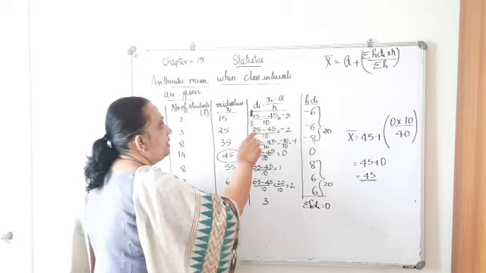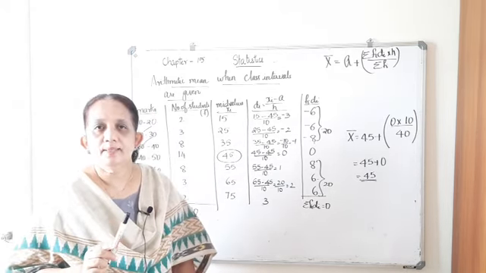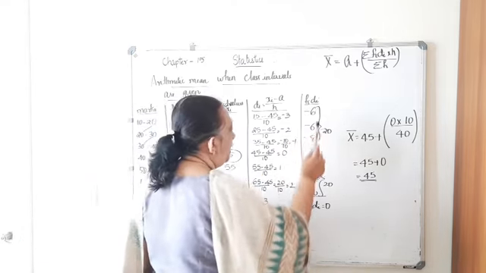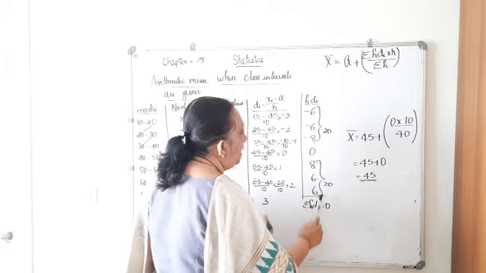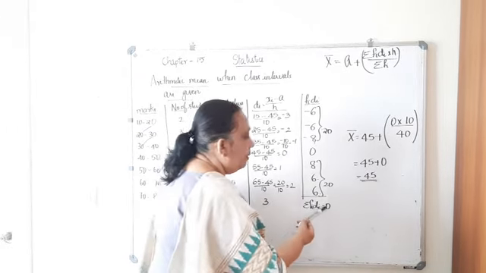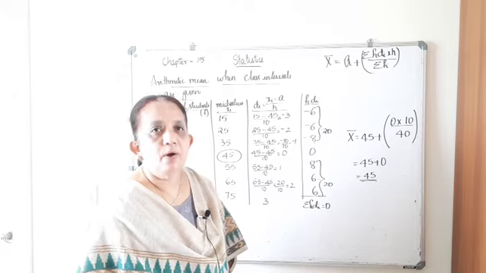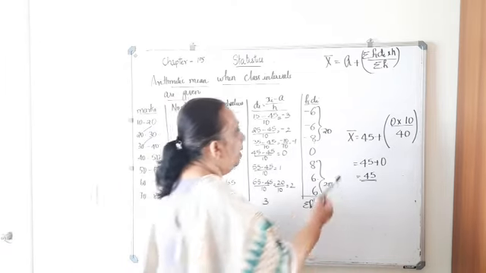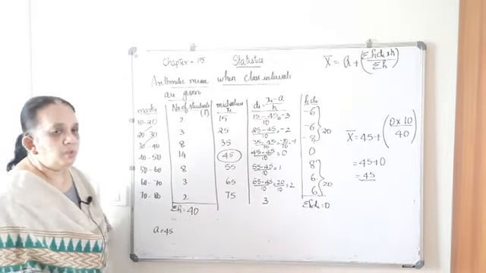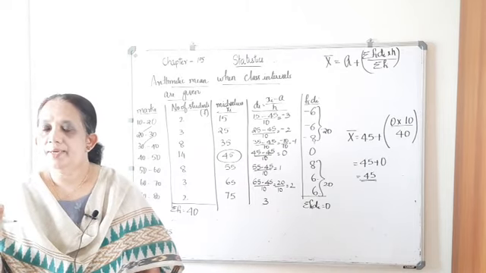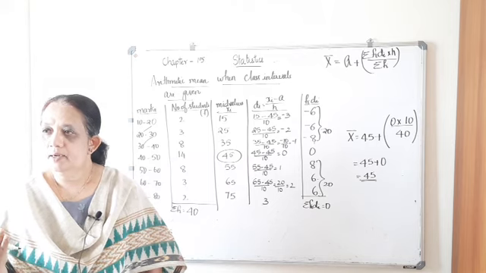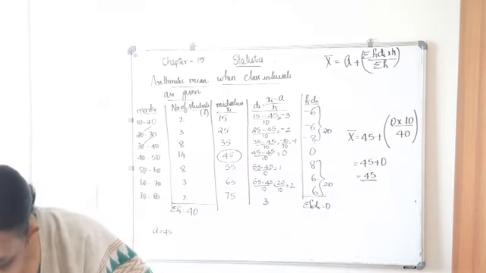Then you find out the deviations, Di. The ratio, Di is equal to Xi minus A divided by H. And then you find out Fi into Di and find out sigma Fi into Di. In this case, it happened to be equal to 0. Sometimes this value can be positive, sometimes negative, or sometimes equal to 0. And when you substitute, you get x bar, the arithmetic mean. So you have studied 3 types of finding the arithmetic mean: for ungrouped data, for grouped data, and when the class intervals are given. One more problem we will discuss.